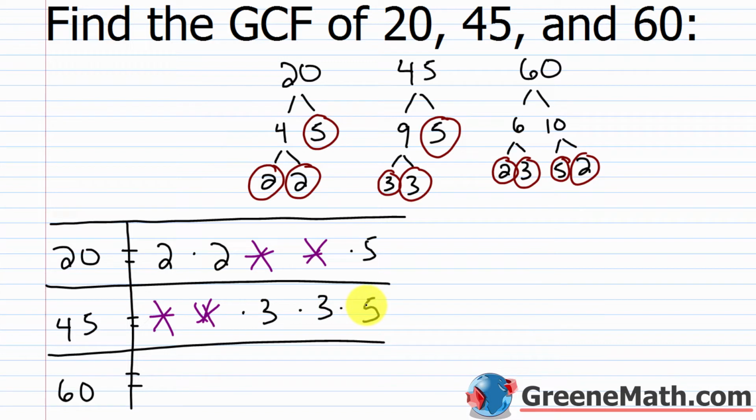So times 5. Now for 60, I have 2 factors of 2. So 2 times 2. I have 1 factor of 3. Okay, but I don't have a second factor of 3. So I'm going to mark that out. And then I have 1 factor of 5.